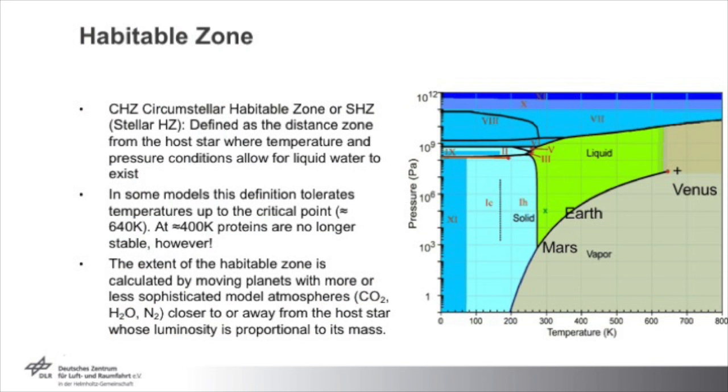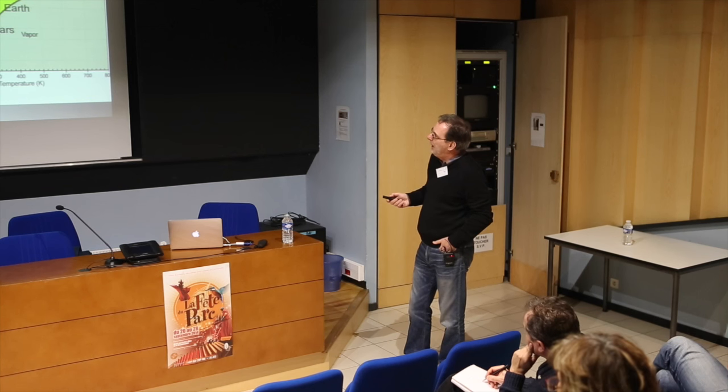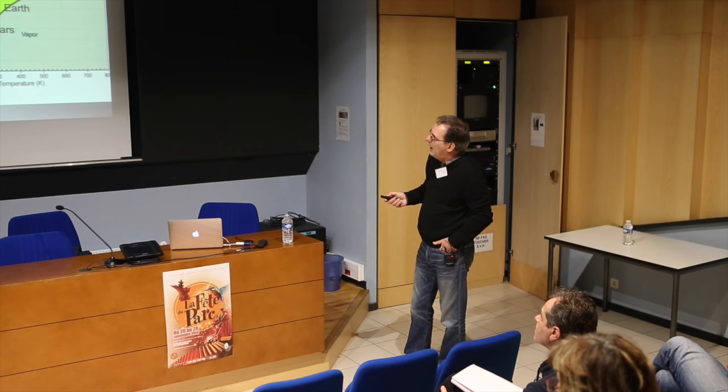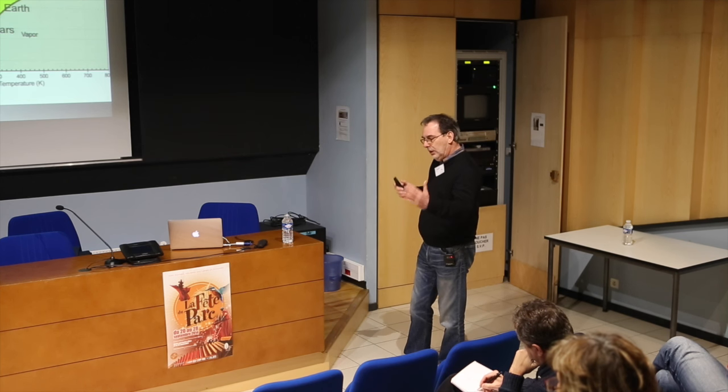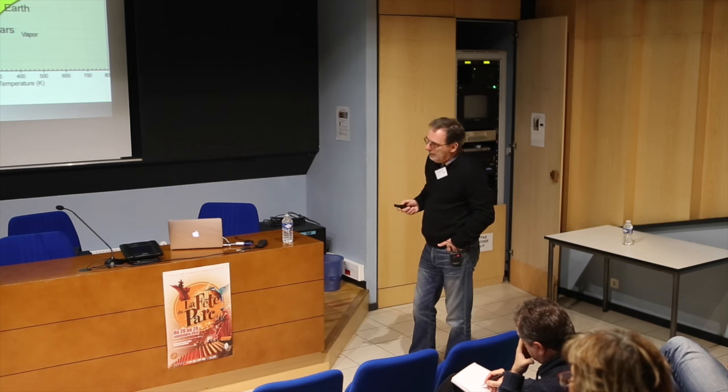These concepts differ a little bit from whatever paper you're reading. Some are very sophisticated, moving the Earth in a distance range about its present center to map the inner and outer boundary of the habitable zone. Others have simpler concepts of the atmosphere, but in any case, you're including greenhouse effects in that, and then calculate the surface temperature and check that with a phase diagram of water.